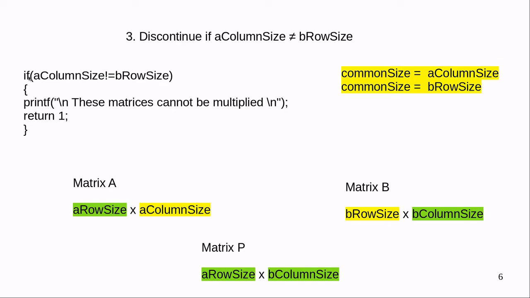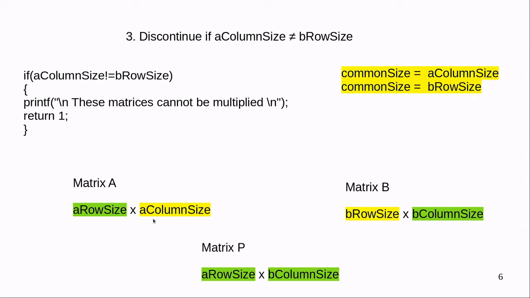So here we can see if A column size is not equal to B row size, then we print "these matrices cannot be multiplied" and then we quit. We are moving away from this function. In our case, we have only one function, the main function, which means we are actually quitting the program. So we check these two adjacent numbers, A column size and B row size. If they are not equal, we quit the program.